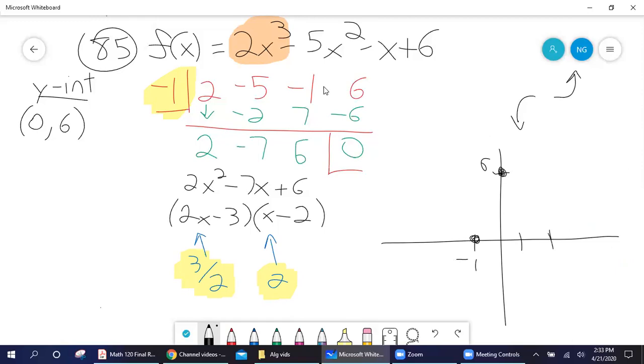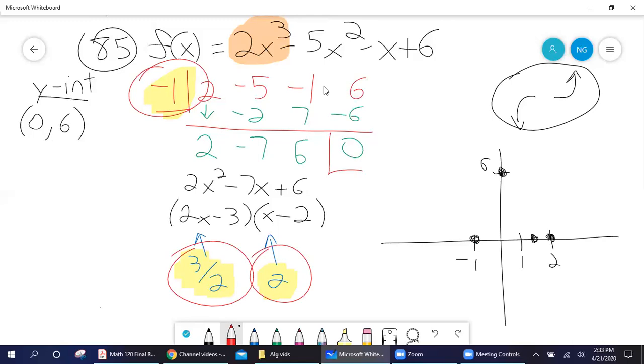Let's see, 3/2, so 1.5, and 2. I know from my end behavior, I'm going to start down below, and each one of these solutions has a multiplicity of 1. They each only came up once. So that means it's going to cross through at each one of those. So I'm going to cross through, cross through, cross through. I started falling to the left, rising to the right, so we're good.